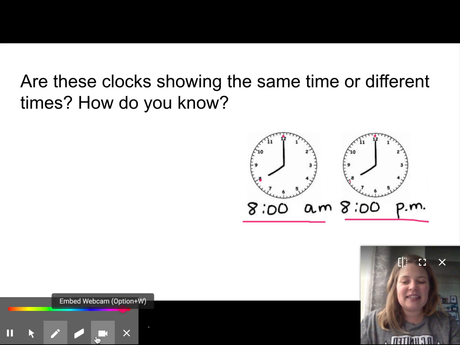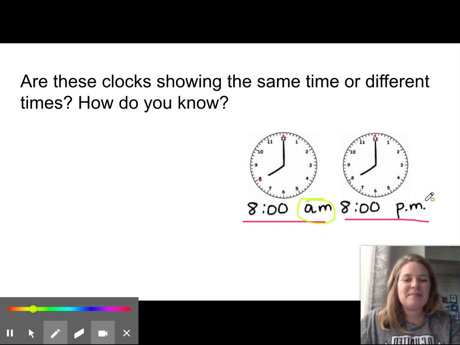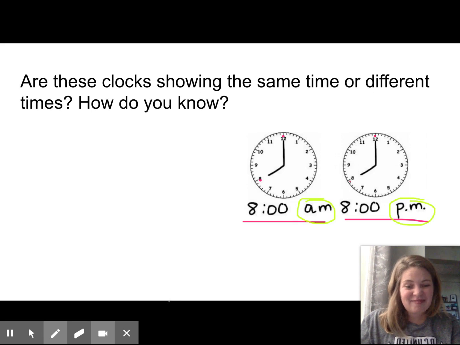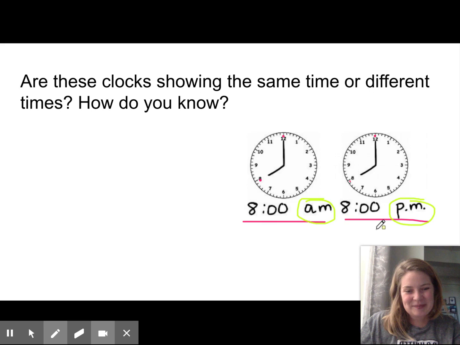They're showing different times. And you know how we know that? That AM and PM clue. 8 a.m. is in the morning. It's like when school starts. 8 p.m. is at night. It's like when you should go to bed. Even though the clocks look the same, they are not the same. They are telling different times. Second graders, it's really important to make sure that you understand that AM and PM show different times.